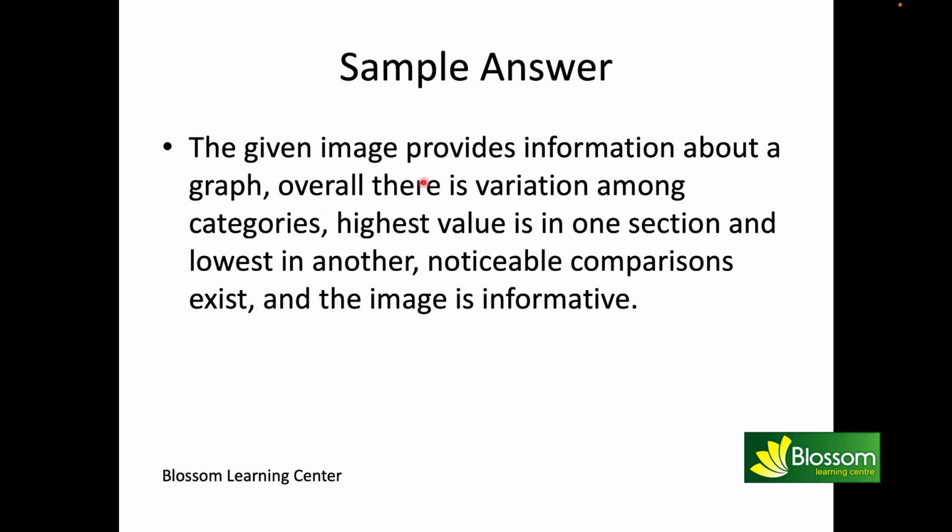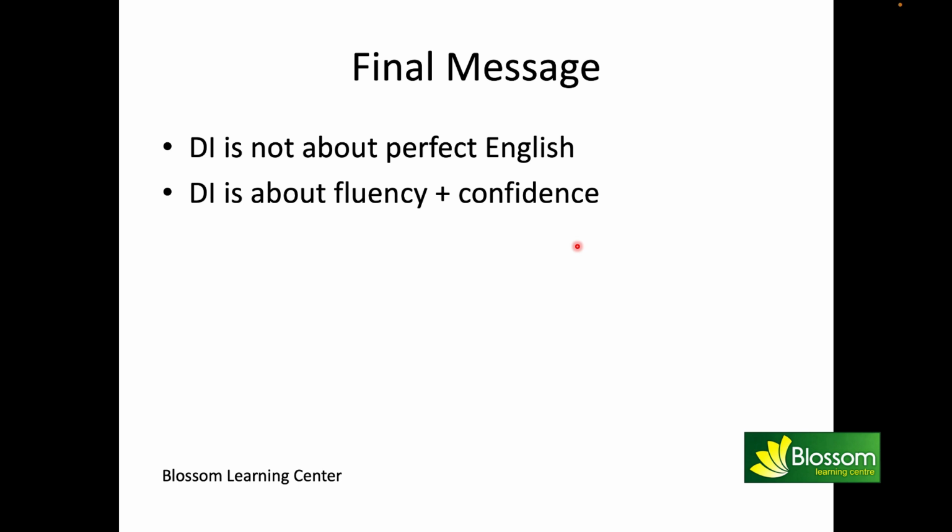So here is a simple answer: the given image provides information about a graph. Overall, there is a variation among categories. The highest value is in one section and the lowest in another. A noticeable comparison exists, and the image is informative. So this is one sample. We're going to discuss other samples as well if you want to do more on it.